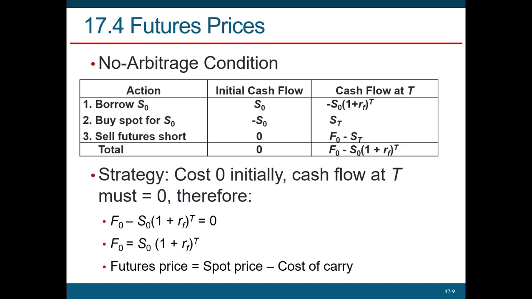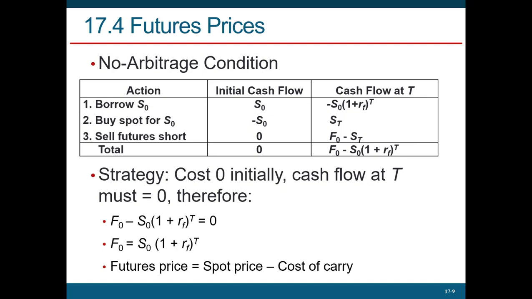When you combine everything for this strategy, at time T you will find that it equals F0 minus S0 times (1 plus R) raised to T. In theory, if there's no arbitrage, since you invest in nothing and take no risk, you should earn nothing, right? Otherwise, there will be arbitrage. So this F0 minus S0 times (1 plus R) raised to the power T must equal 0.